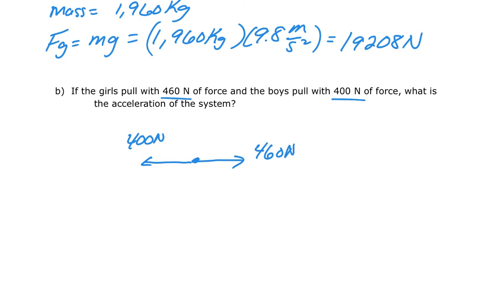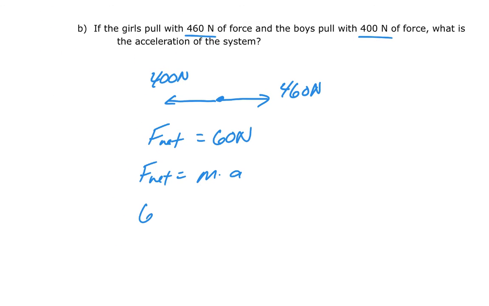Okay. So we can figure out the net force from that, from our diagram, because our net force has to be 460 minus 400, so it has to be 60 newtons. The net force also has to be equal to the mass times the acceleration. So that 60 newtons has to equal the mass, which we know is 1,960 kilograms, times the acceleration. So go ahead and plug that into your calculator, see what you get for your acceleration, and then come back to the video. All right, you should have gotten that your acceleration is 0.03 meters per second squared.